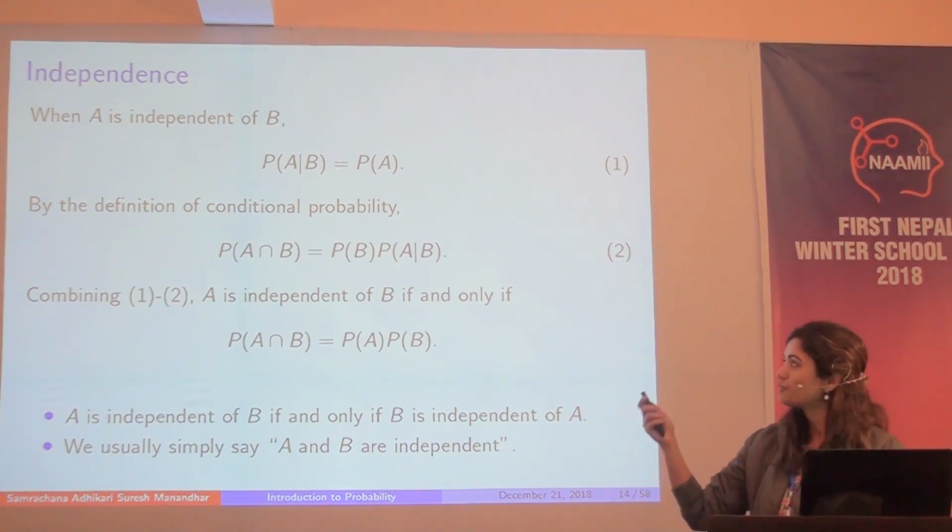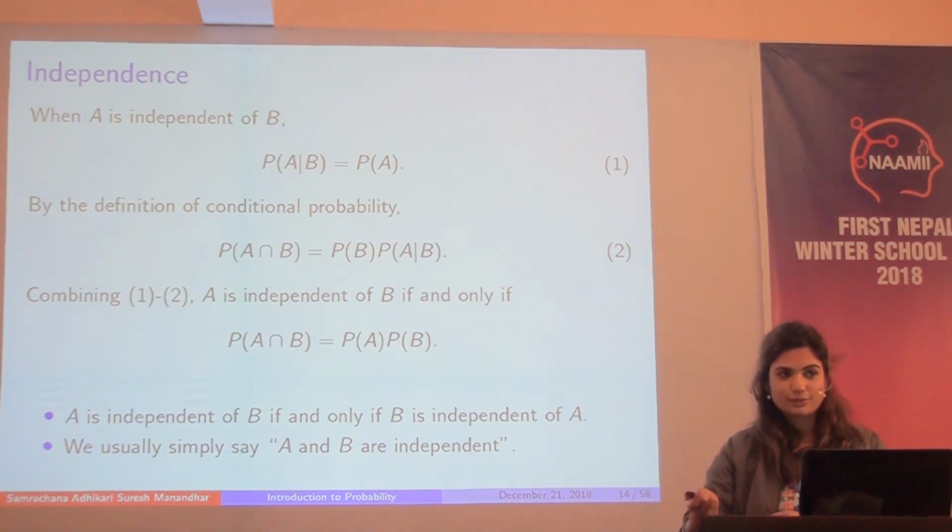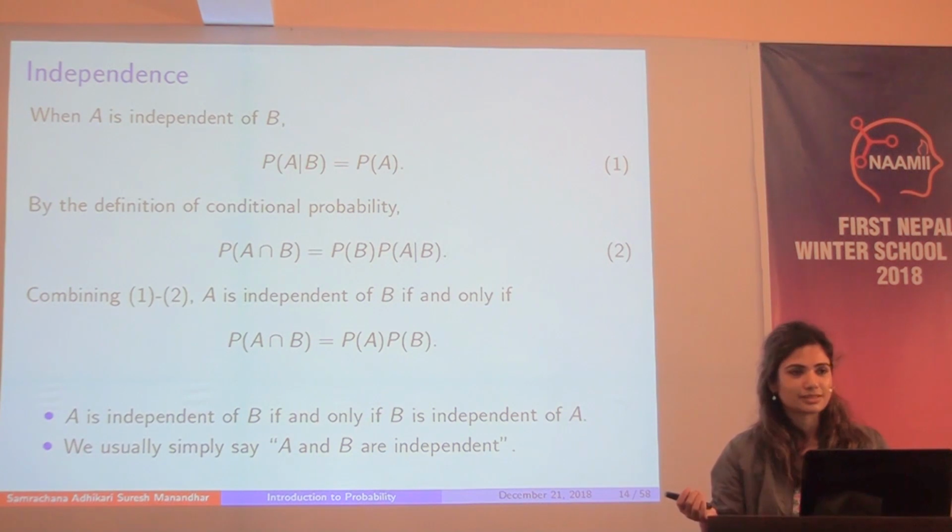And so if A is independent of B, then B is also independent of A. So we can just say they are both independent events.